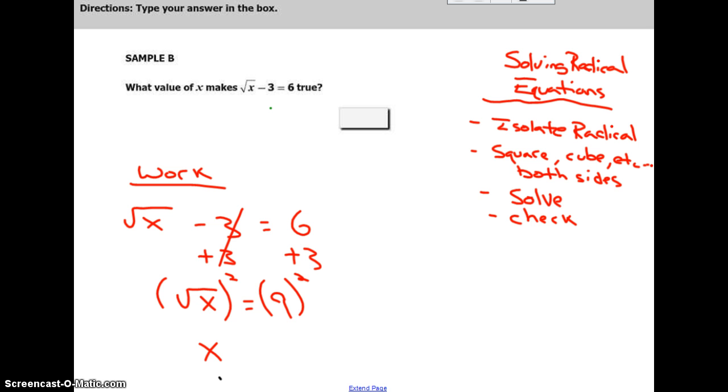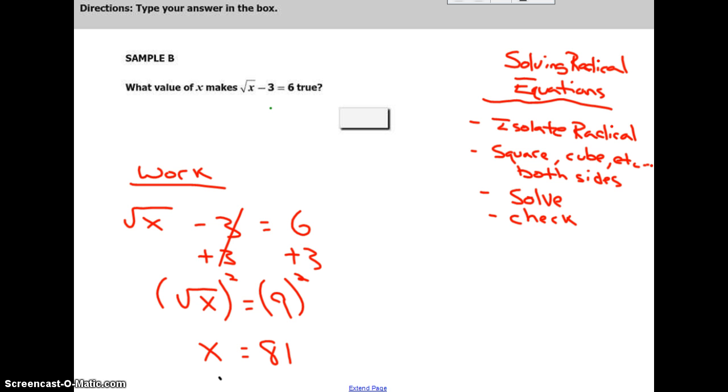All right. So now we have x by itself also. So that was nice. So our step where we have to solve for x is already done for us. And then 9 squared is 81. So you get x equals 81.